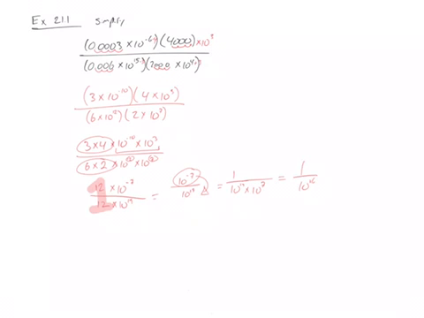And then I'm assuming, since we started off with scientific notation, we're going to write that in scientific notation at the end. So I'm going to pull this back up top. 1 times 10 to the negative 26.